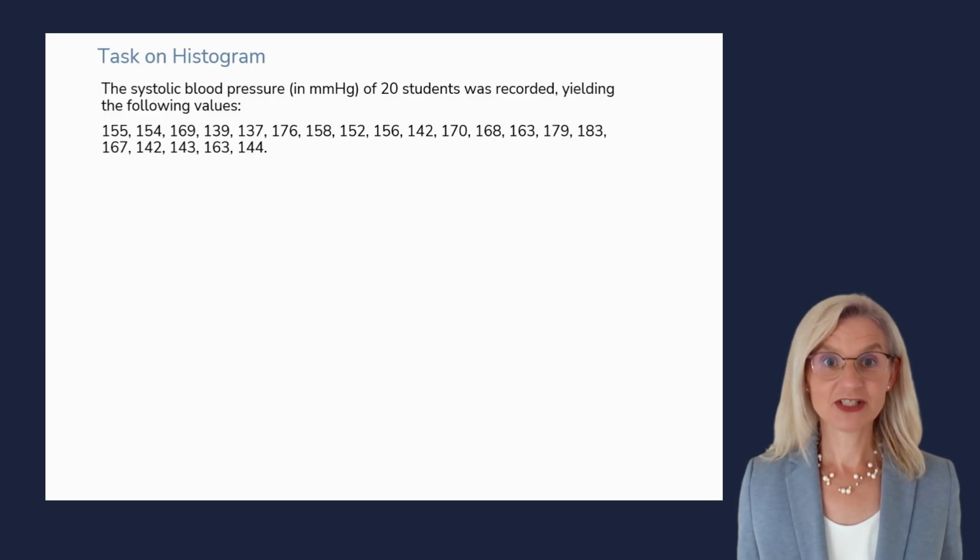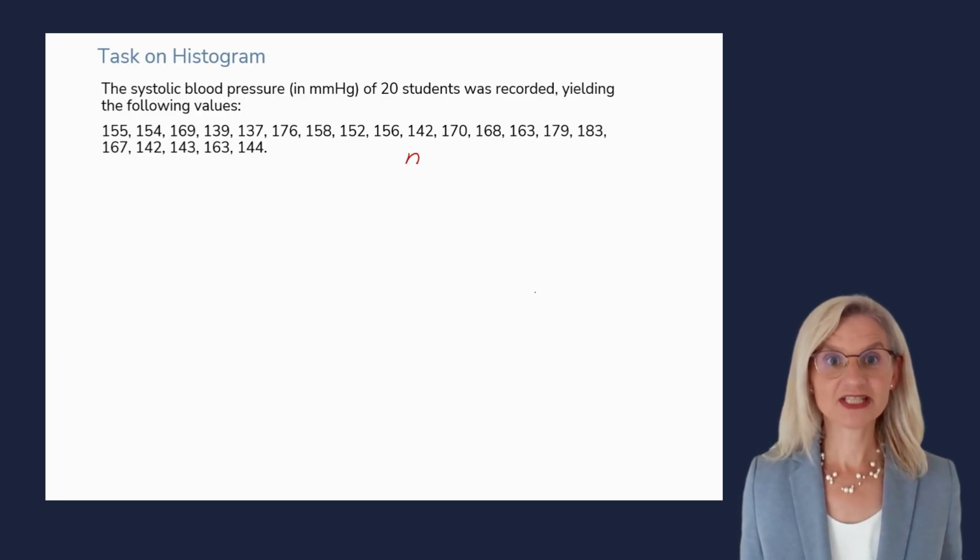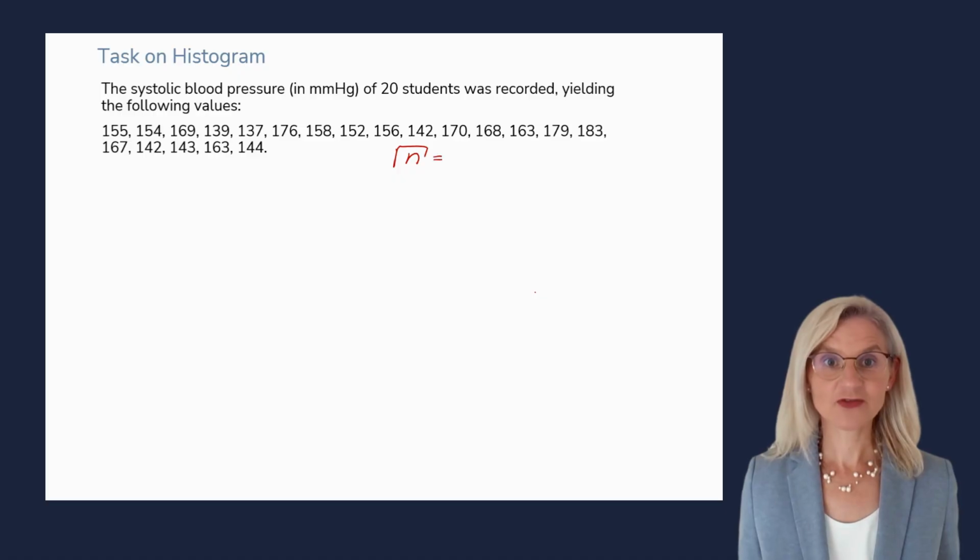Before we can draw the histogram, the values of our metric variable need to be grouped into classes. We first need to decide how many classes to use and how to define them. A common rule of thumb for the number of classes is the square root of the sample size. In our case, the square root of 20 is approximately 4.5. So we would create a histogram with 4 to 5 classes.